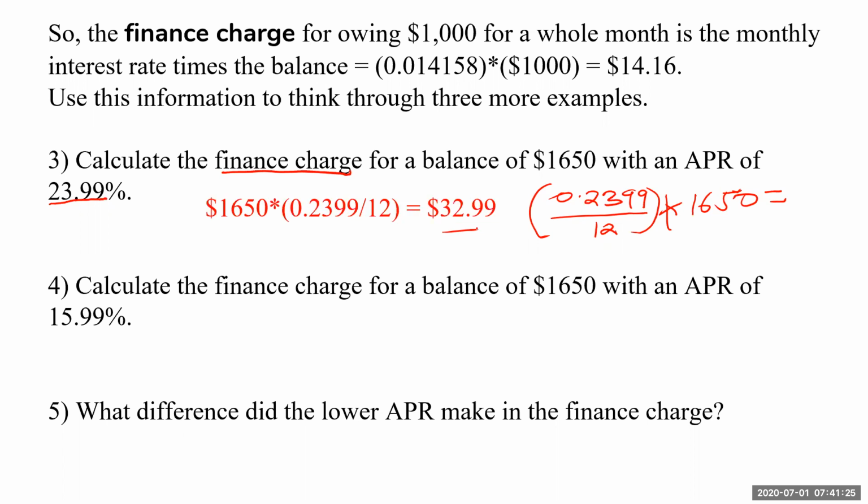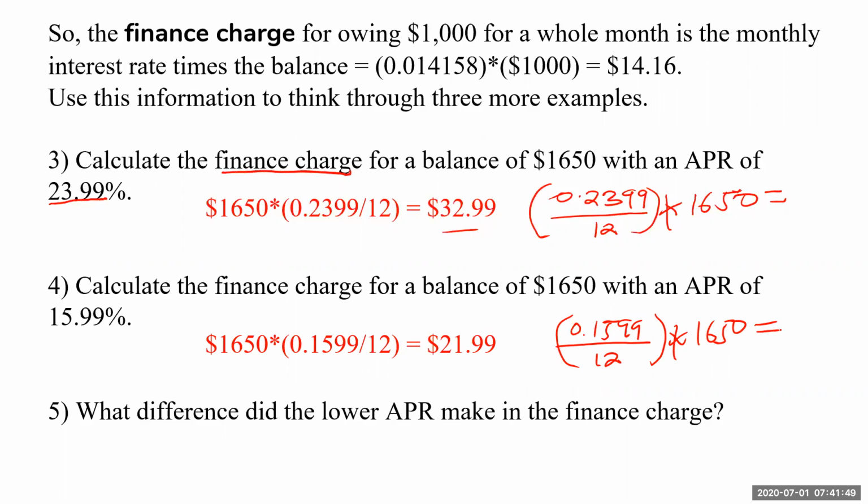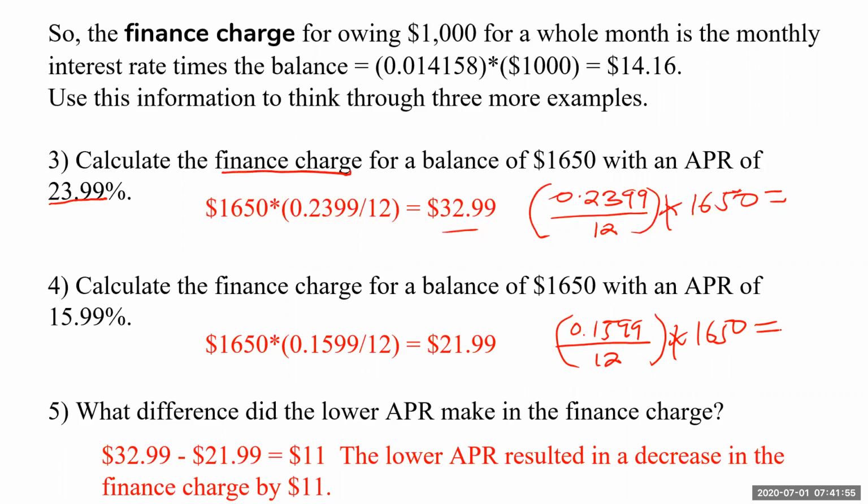Is that okay? Now find a finance charge for a balance of 1,650 with an APR of 15.99. So therefore I will do 0.1599 over 12, and then I'll multiply by the balance of 1,650, and that will give me my finance charge. Now we want to look at what difference the lower APR made in the finance charge. Okay, so we find the difference, and the lower APR resulted in a decrease in the finance charge by $11. So as you can see, a lower APR is usually preferred, right?